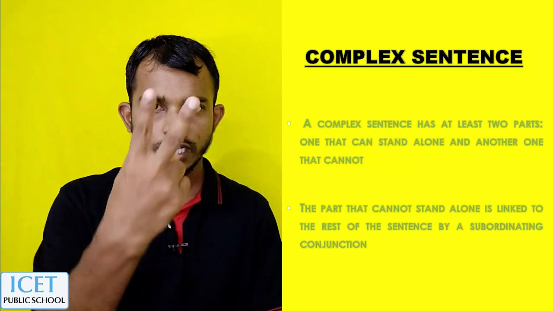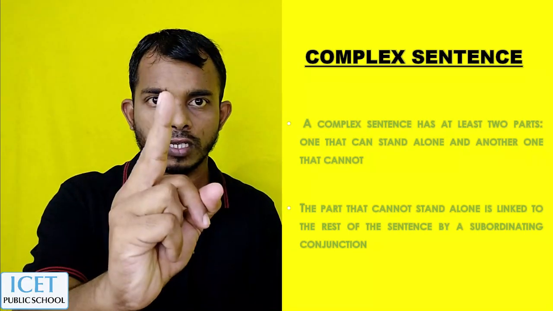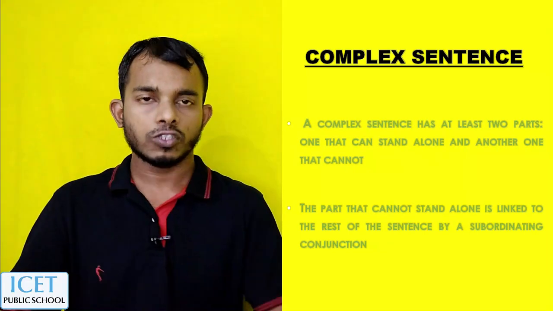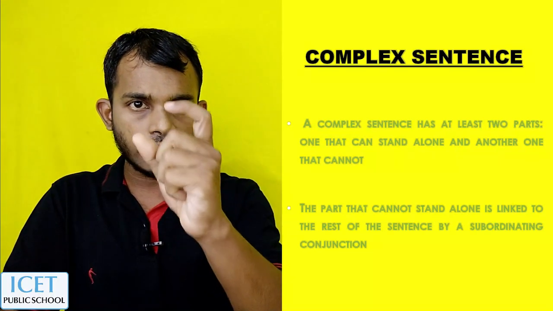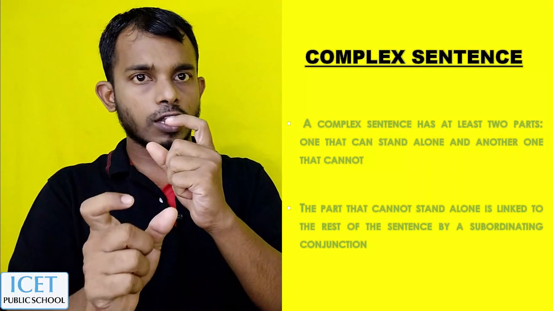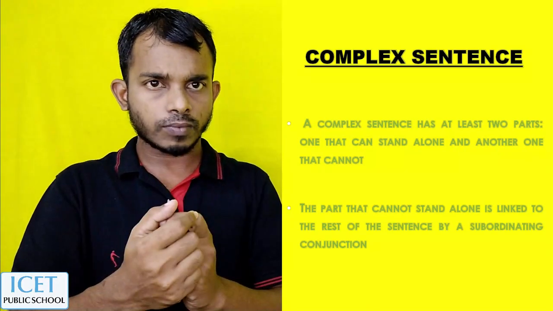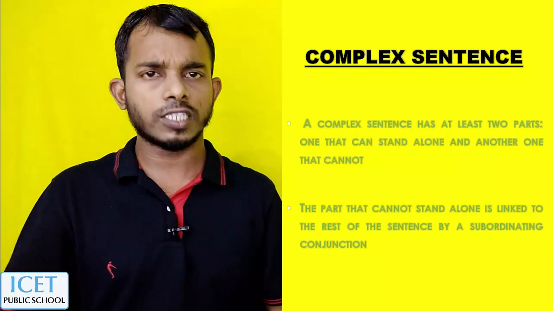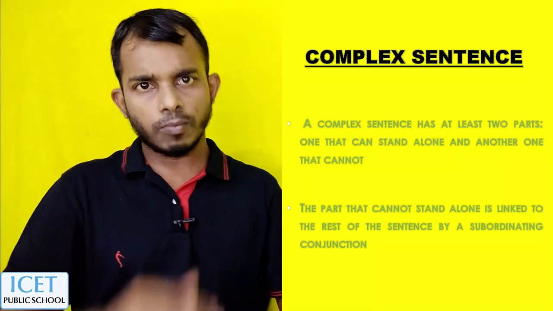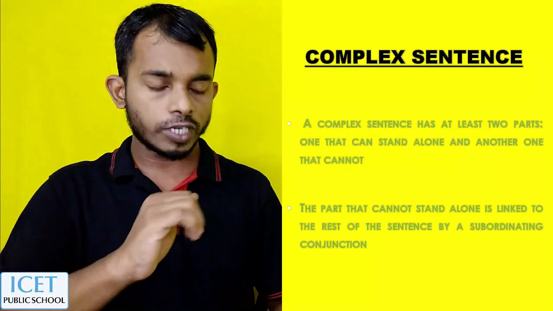Yes, two parts you will have. One part will stand alone, the other part will not stand alone. So the part which can stand alone and the part which cannot can be connected by a subordinating conjunction. I will tell you the subordinating conjunction list. Okay, what are the subordinating conjunctions?